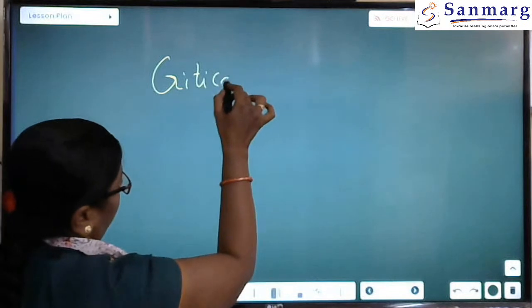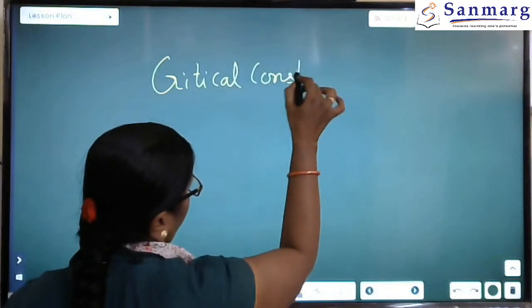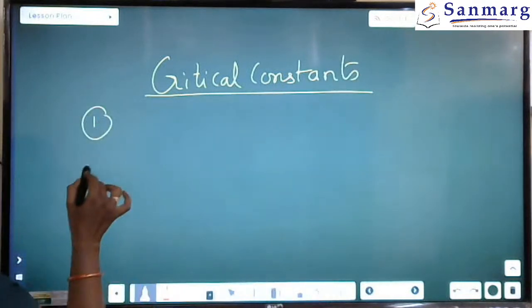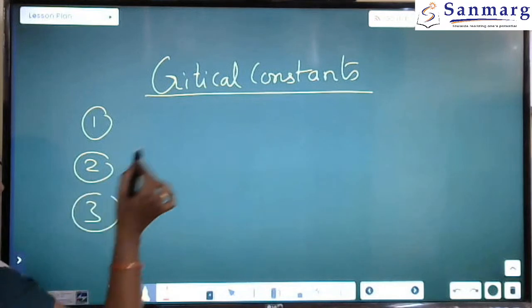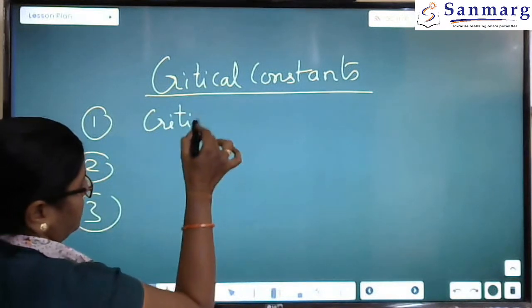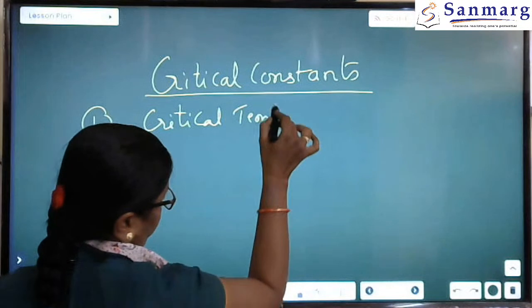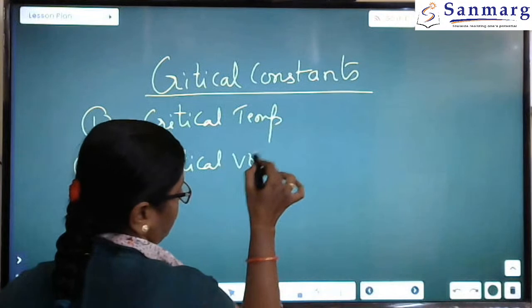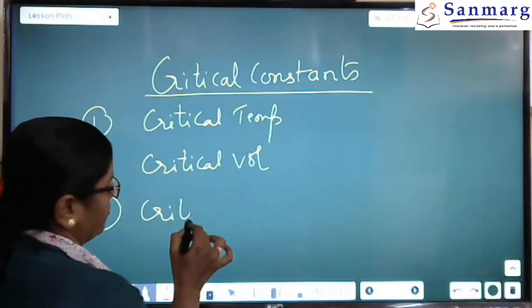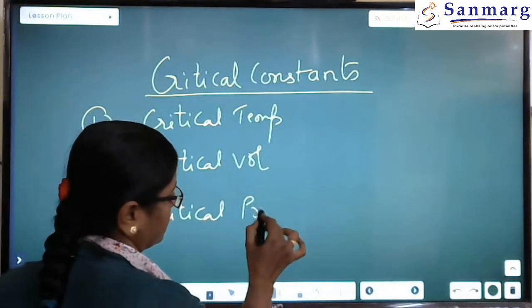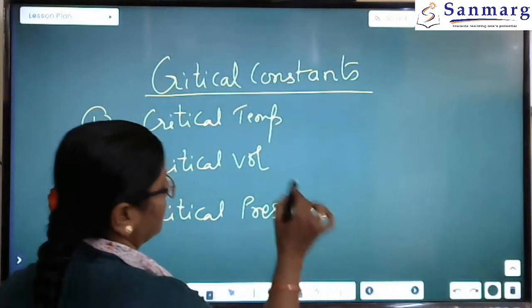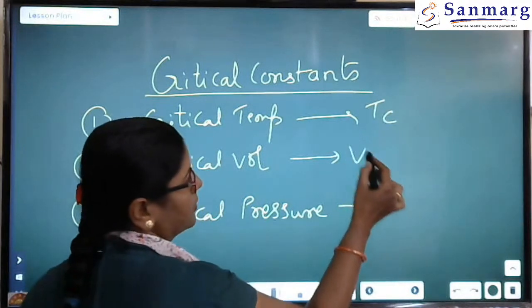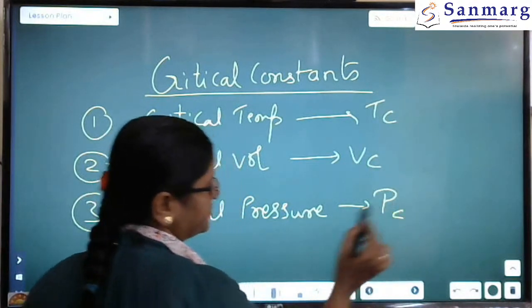Critical constants. What are critical constants? You have three critical constants: critical temperature, critical volume, and critical pressure. They are given as Tc, Vc and Pc.